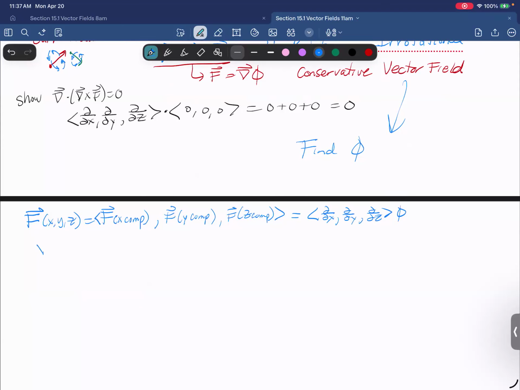So in general, working that out, the x component is d phi dx, the y component is d phi dy, and the z component is d phi dz. And that's what I wanted to put.